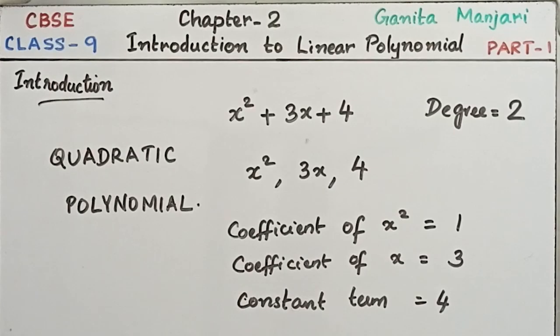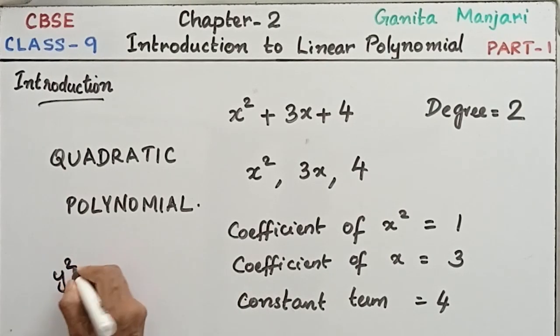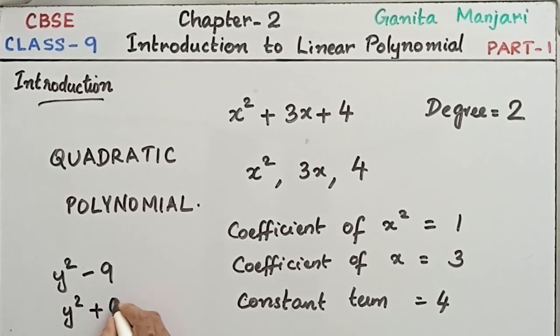Let's see some more examples of quadratic polynomials. y square minus 9. This is a quadratic polynomial because the degree of this polynomial is 2. But here the y term is missing, so we can rewrite it as y square plus 0y minus 9. What's the coefficient of y square? It is 1. What's the coefficient of y? It is 0, and the constant term is minus 9.